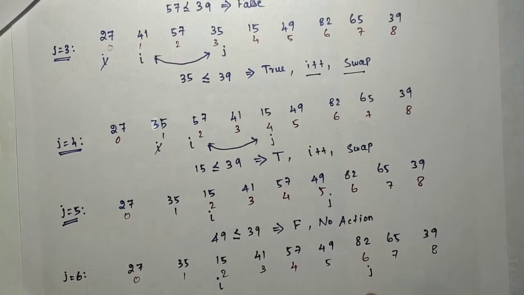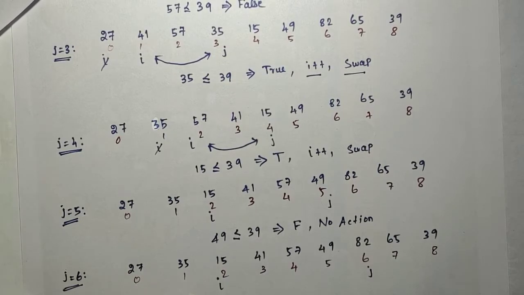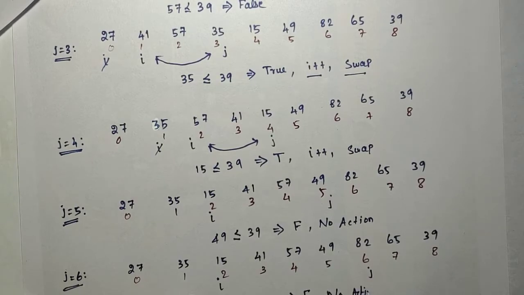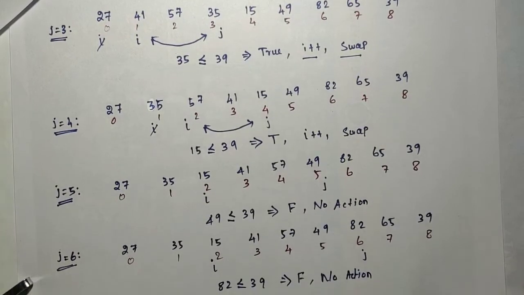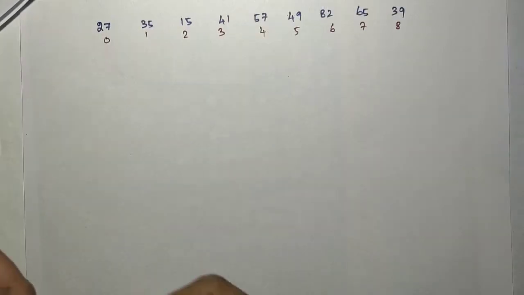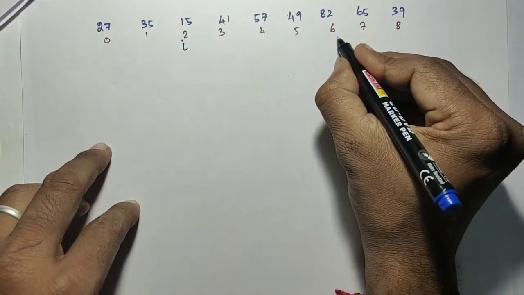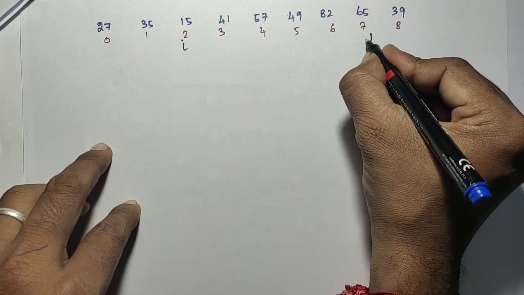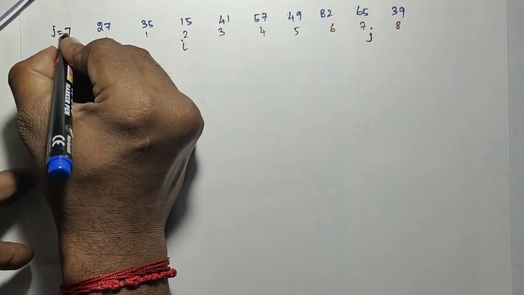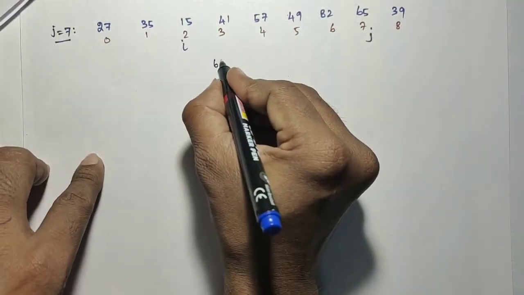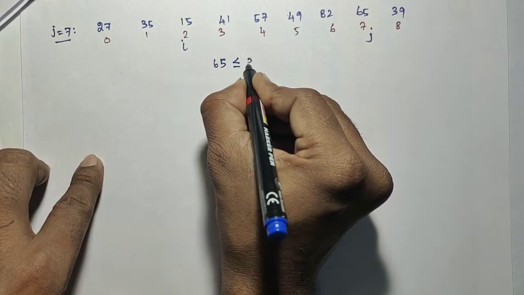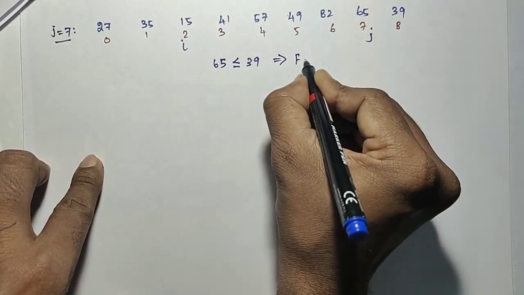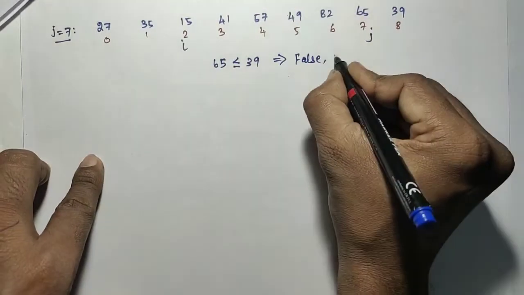In the next iteration, j is pointing to the 6th element. Now the 6th element is 82. 82 less than or equal to 39. Condition false. So no action. 82 is not less than 39, so false, there is no action. Now i will be 2 and j is pointing to the next element. The next element is 7. So j equal to 7. 65 is less than or equal to 39. Condition is false. It means no action.